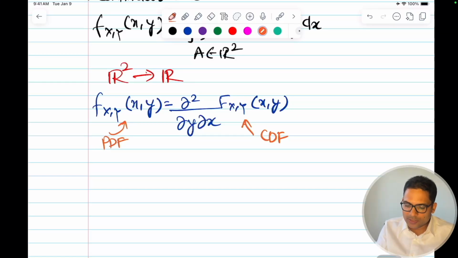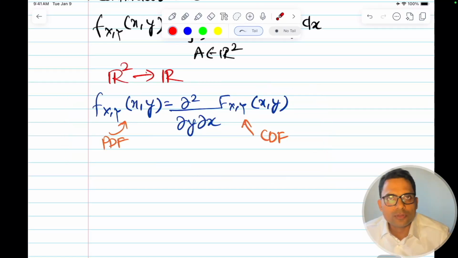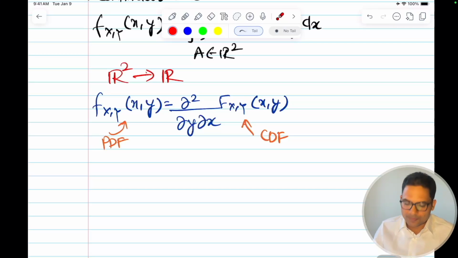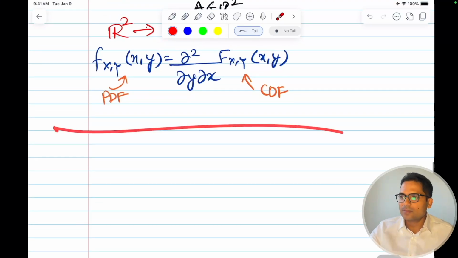If you don't understand these notations, we'll discuss this during calculus. This is the partial derivative with respect to y and then the partial derivative with respect to x. So we differentiate the CDF with respect to y, keeping x as constant, and then we differentiate with respect to x, keeping y as constant. This is called partial derivatives, when one variable is varied and the second one remains constant. I'll put all the calculus video links in the description. So I hope this joint probability is clear.